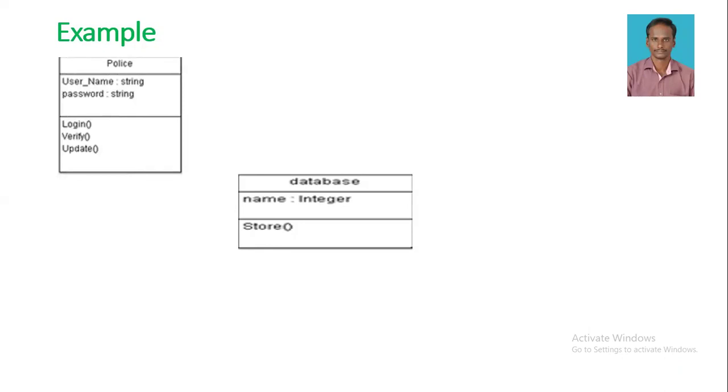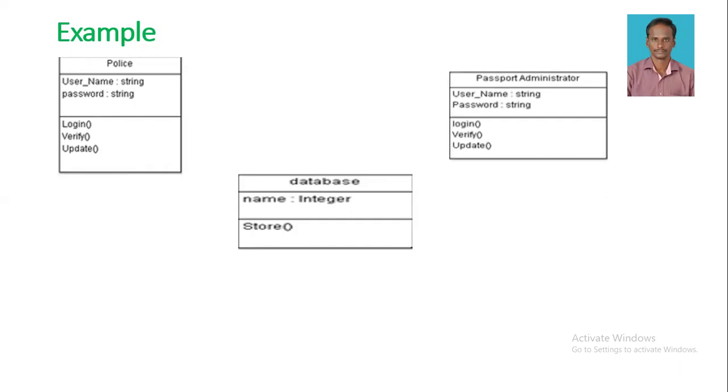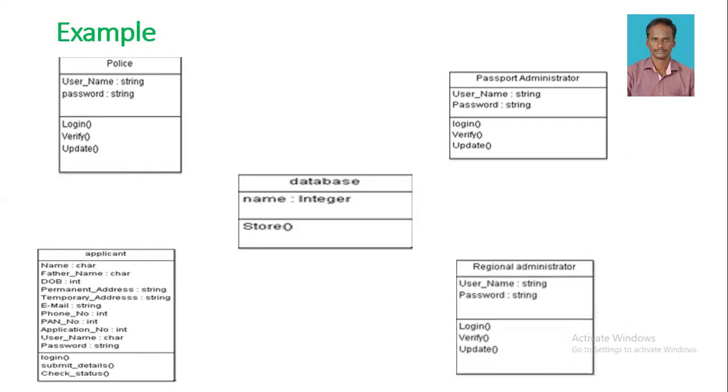An example is given. Initially we have a database. Name is identified with the help of an integer number, and this database class can have a store method. So you may have a doubt about how the name could become an integer. Because here the database can have many classes. If it is 0, it can be identified with police. If it is 1, it may identify with passport administrator. If it is 2, it may identify with applicant. And third, it may be regional administrator. So the database can have multiple classes, and here the name value is an integer.